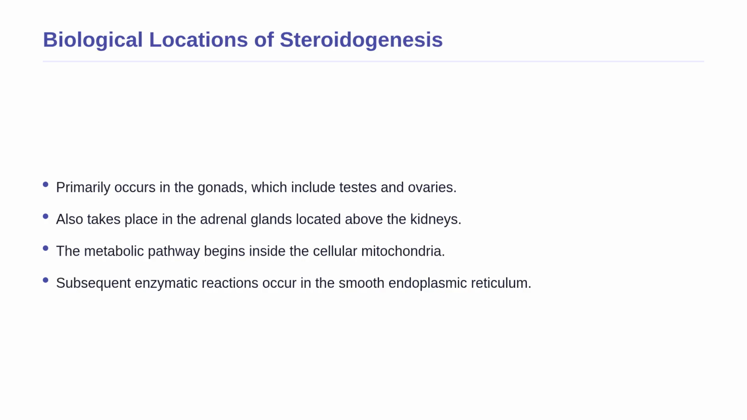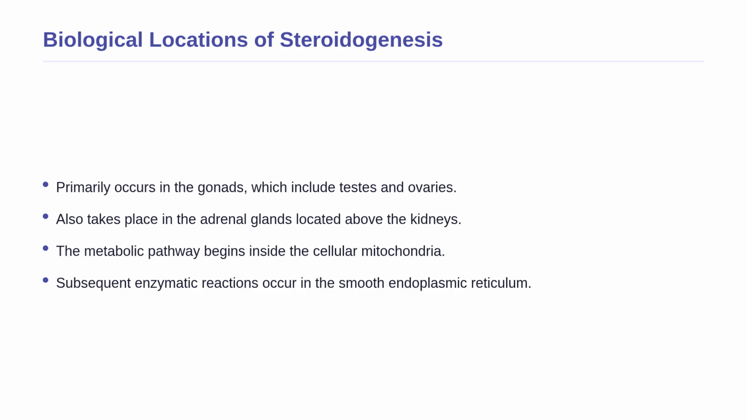Now that we understand the factory analogy, let us look at where these factories are actually located in the human body. In formal biological terms, steroidogenesis primarily occurs in the gonads, which include the testes in males and the ovaries in females. It also takes place in the adrenal glands, which sit right on top of your kidneys.